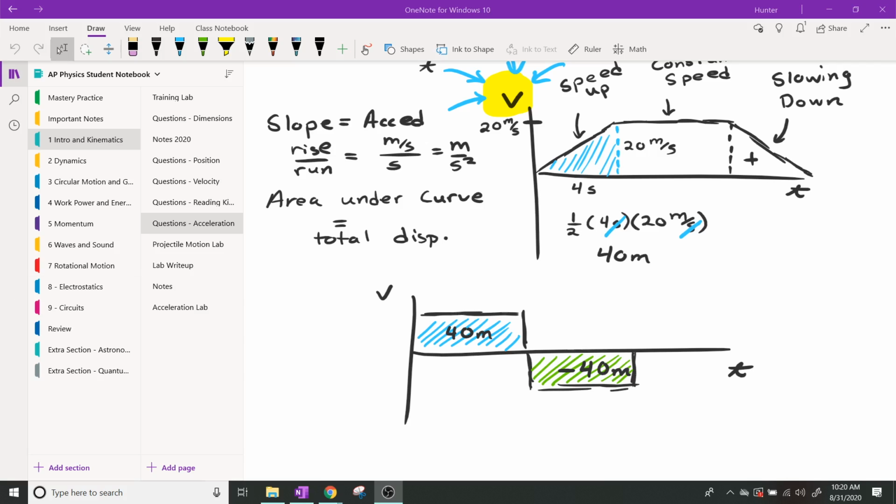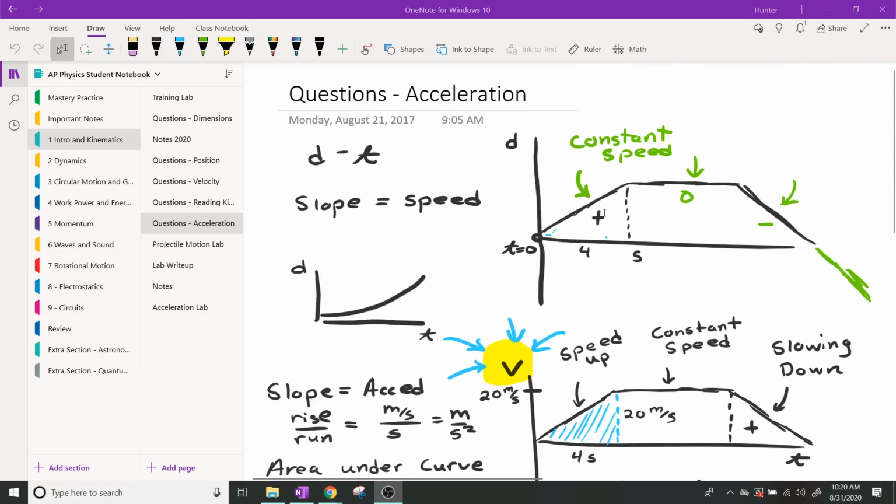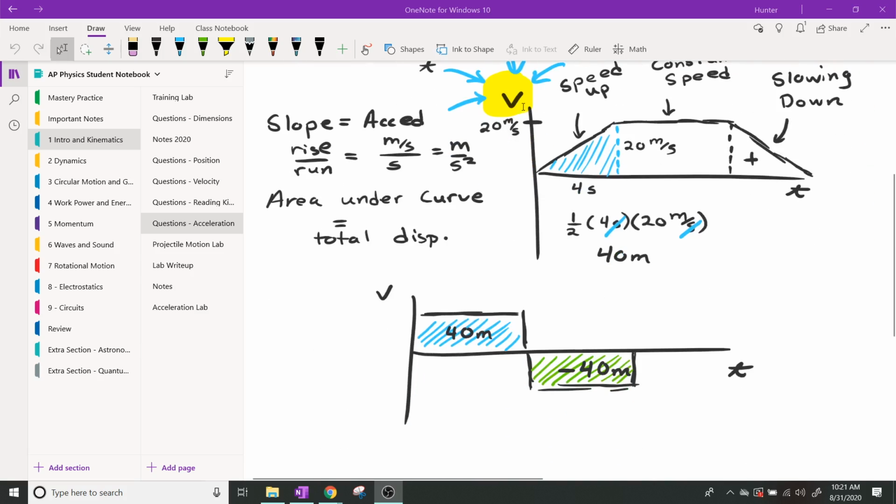But let's talk about, because we did displacement versus time graphs, which will tell you how far you've gone in relation to time. And then there's velocity time graphs, and the velocity time graphs will tell you how fast you're going at any particular time. So if we look at the slope of a velocity time graph, that will give us the acceleration. And if we look at the area under the curve of a velocity time graph, that will give us the total distance that was traveled.